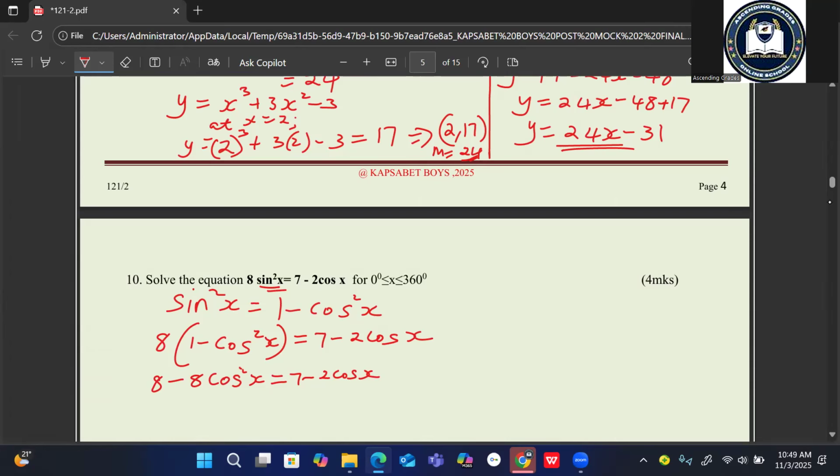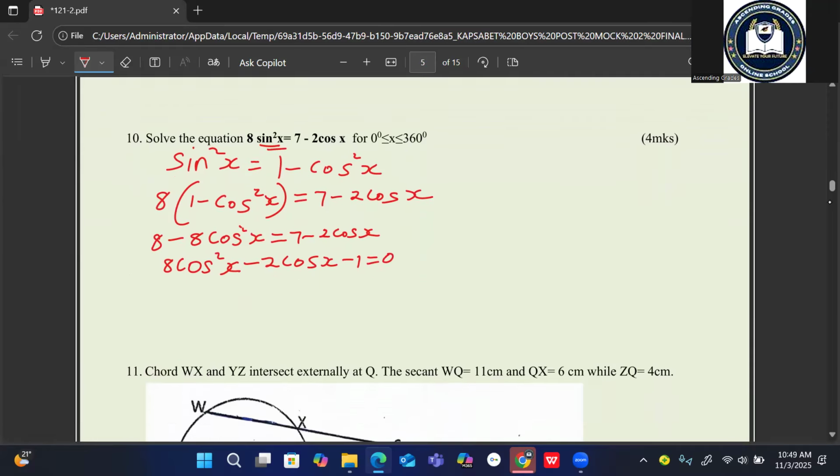So we can rearrange it to be 8 cos squared x minus 2 cos x minus 1 is equal to 0. We let cos x to be equal to y. So this one means that it is 8y squared minus 2y minus 1 is equal to 0.